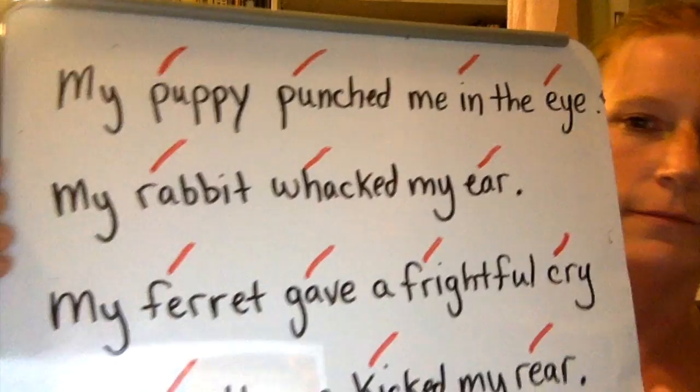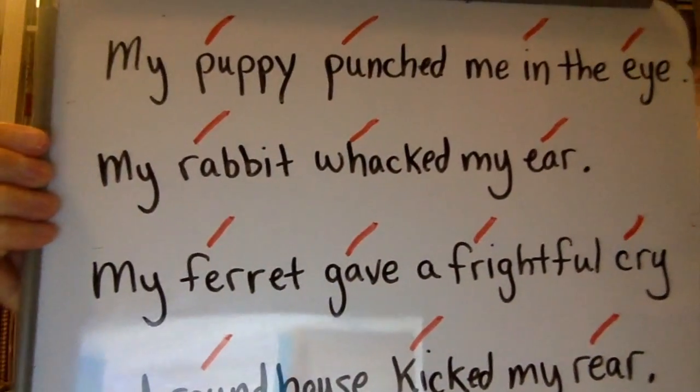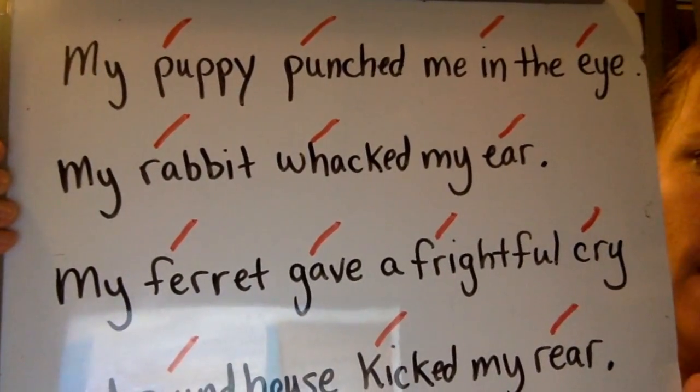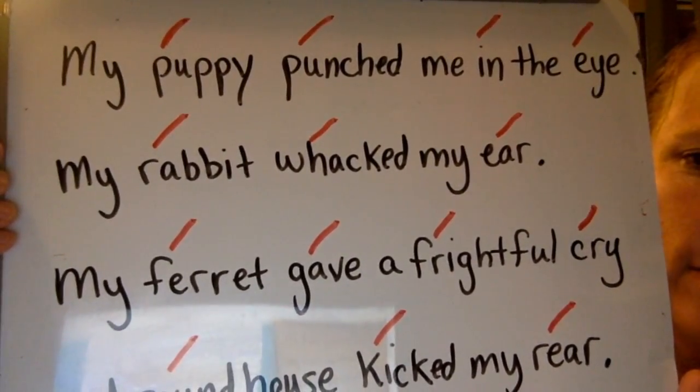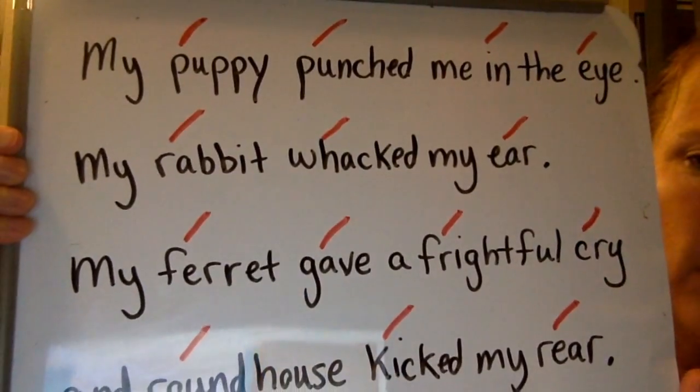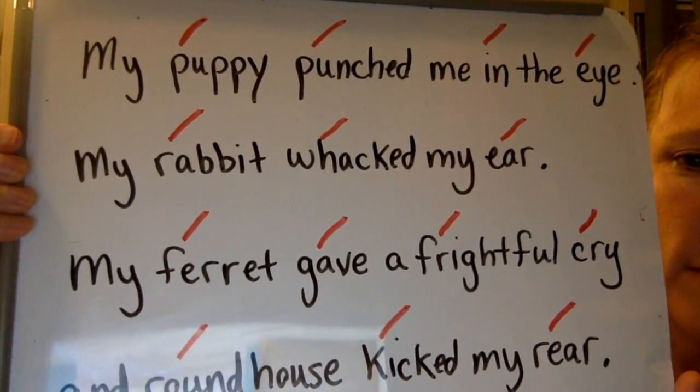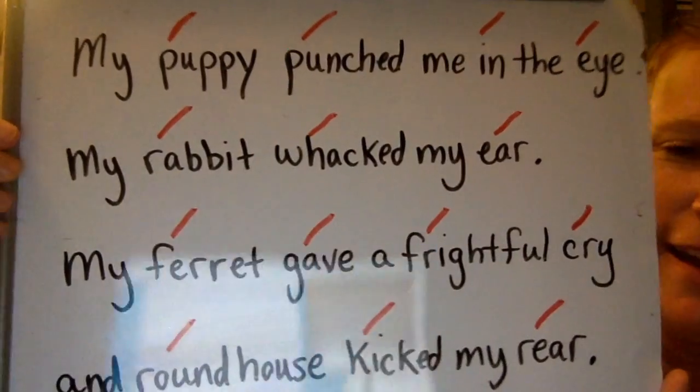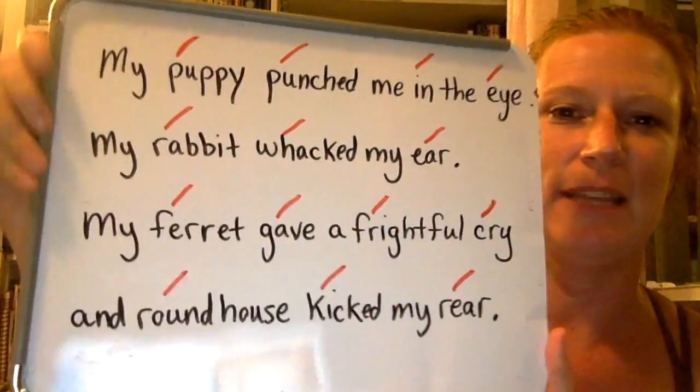Poems written in common measure have 4-line stanzas with alternate lines of 4 iambic feet and then a line with 3 iambic feet. And it rhymes on every other line. Here's an example. My puppy punched me in the eye. My rabbit whacked my ear. My ferret gave a frightful cry, and roundhouse kicked my rear. Okay, kind of a silly one, but that's the whole point, right?